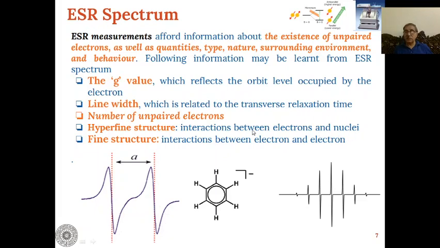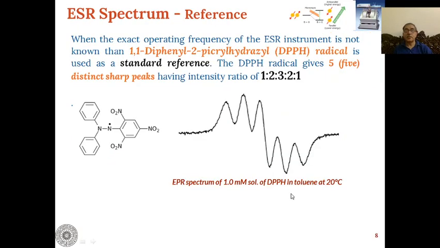Then the ESR spectrum gives us a few important pieces of information, and the main information is about the existence of unpaired electrons, as well as their quantities, type, nature, surrounding environment and behavior. The following important information we can draw from the ESR spectrum. We can have the g value, which reflects the orbit level occupied by the electron. From the g value we can calculate in which orbit level the electron was.